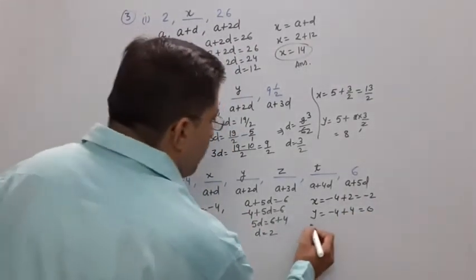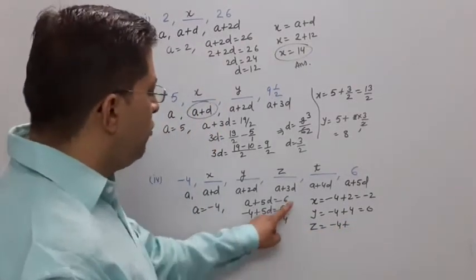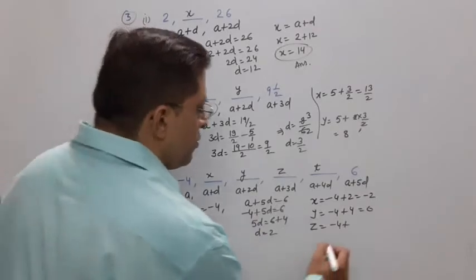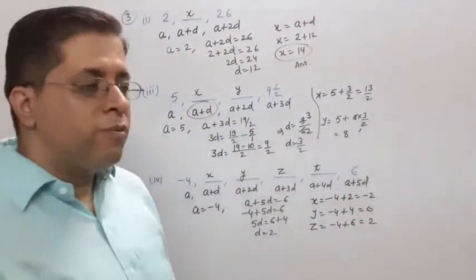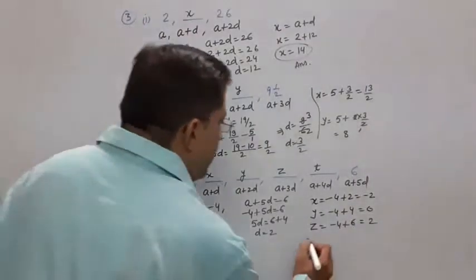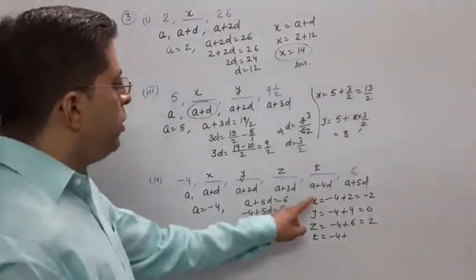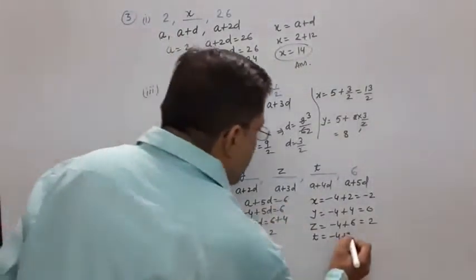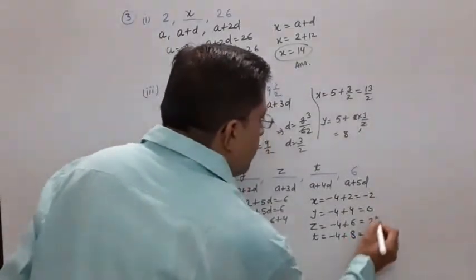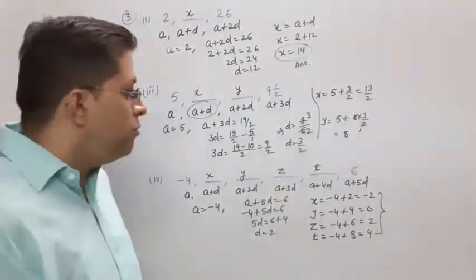What is z? A plus 3D. 3 2s are 6. Plus 6, minus 4 plus 6 is 2. And what is t then? A plus 4D. 4 2s are 8. Minus 4 plus 8, this is 4. Like this you can get all the missing terms.